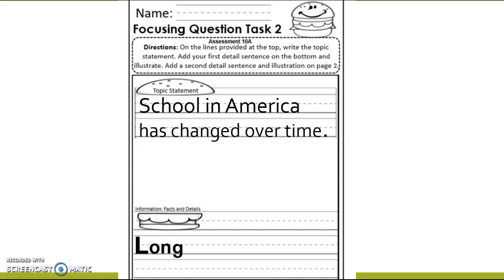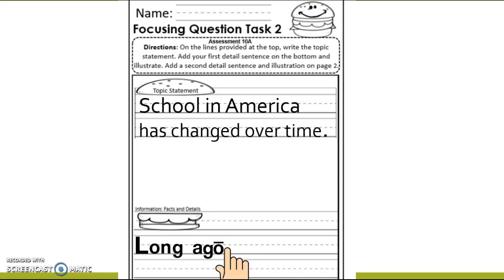Long. And remember, after we write one word, we need to have our finger space. Next word, ago. Ago. And we can't forget our finger space.